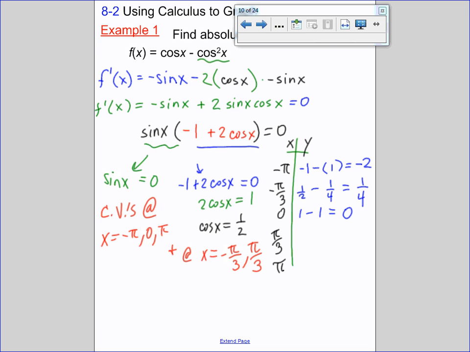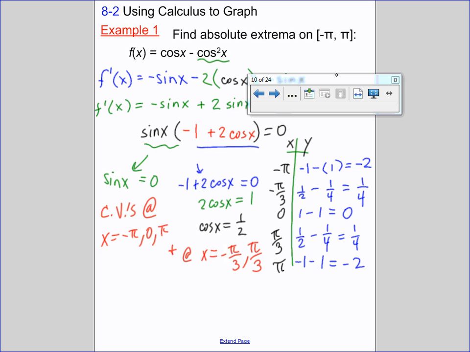At x equals pi over 3, cosine is 1/2, minus cosine of pi over 3 is 1/2, squared is 1/4. 1/2 minus 1/4, again I get 1/4. And lastly, cosine at pi is negative 1, minus cosine of pi is negative 1, squared is positive 1. Negative 1 minus 1 is negative 2 again. And so it looks to me like I've got y values of negative 2, 1/4, 0, 1/4, and negative 2.